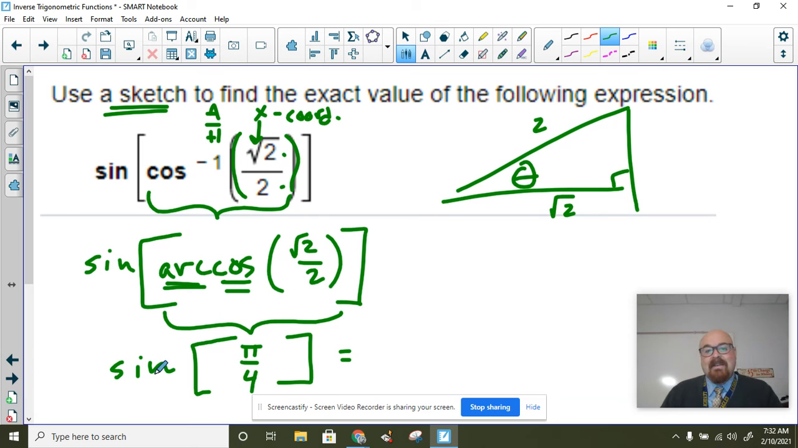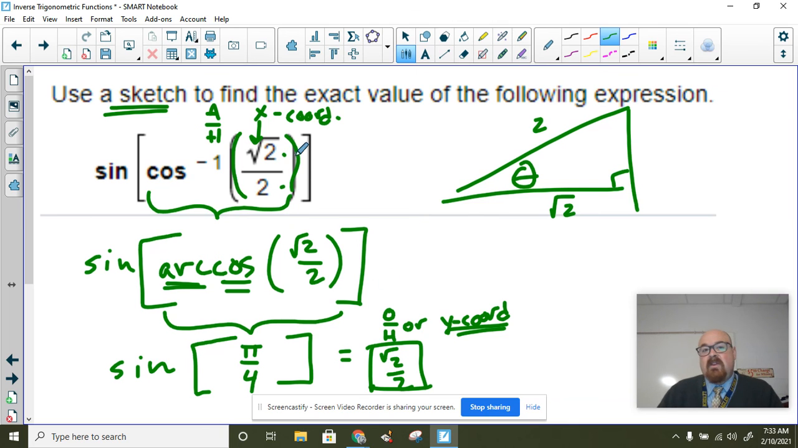And when we take the sine of an angle, the output is either an opposite over hypotenuse ratio or a y coordinate. And since this angle is on the unit circle, I'm going to find the y coordinate of that angle, which is radical 2 over 2. So that's our final answer for this one.